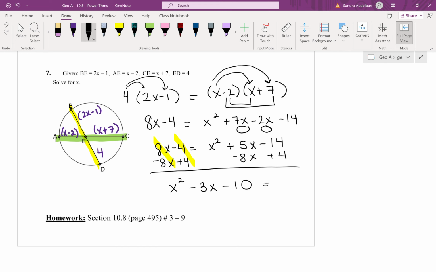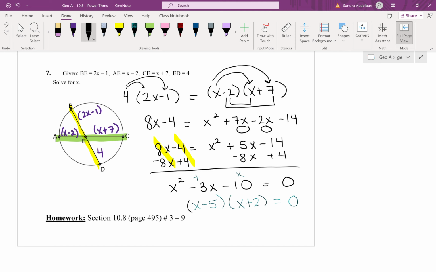The right side all cancels out, and then I'm left with x squared minus 3x minus 10 equals 0. Now I can factor this. So what multiplies to negative 10 but adds to negative 3? Kyle? Negative 5. You got it. So we're x minus 5, x plus 2.